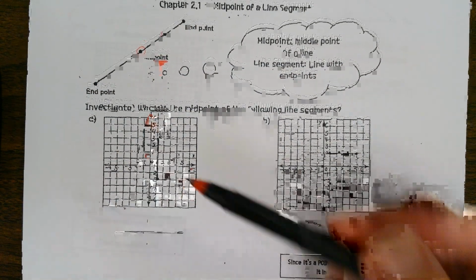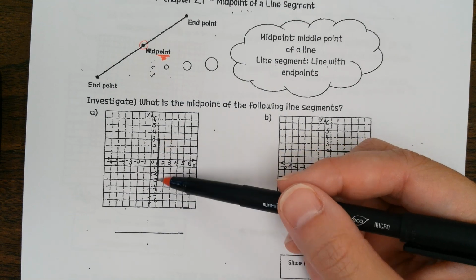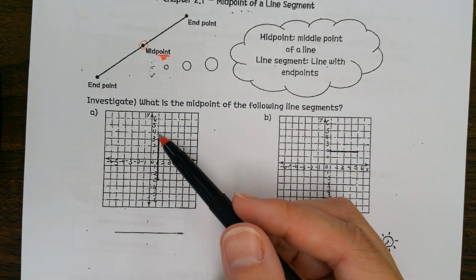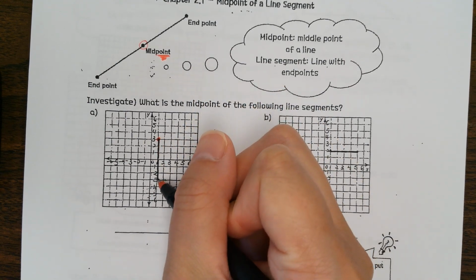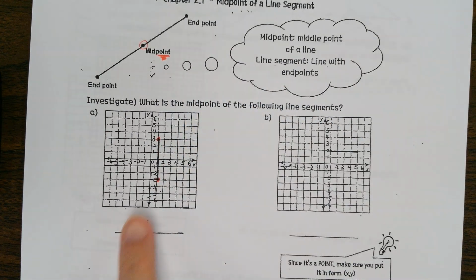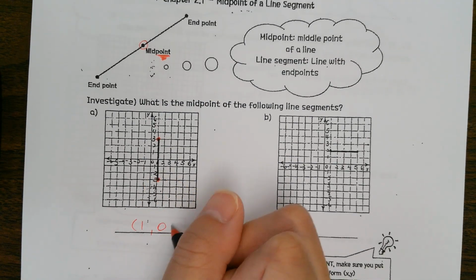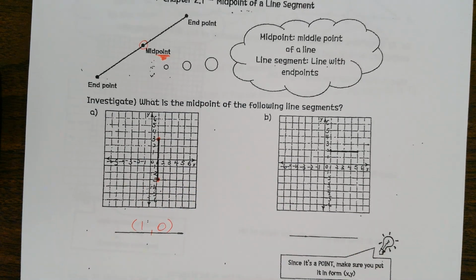So if I give you a nice and easy vertical line on a graph with these endpoints right here, what would my midpoint be? Yep, 1, 0. Excellent. And notice Pratik gave me the answer in coordinate form, and that's because it's a point. Remember, midpoint is a point, so it should be in point form.